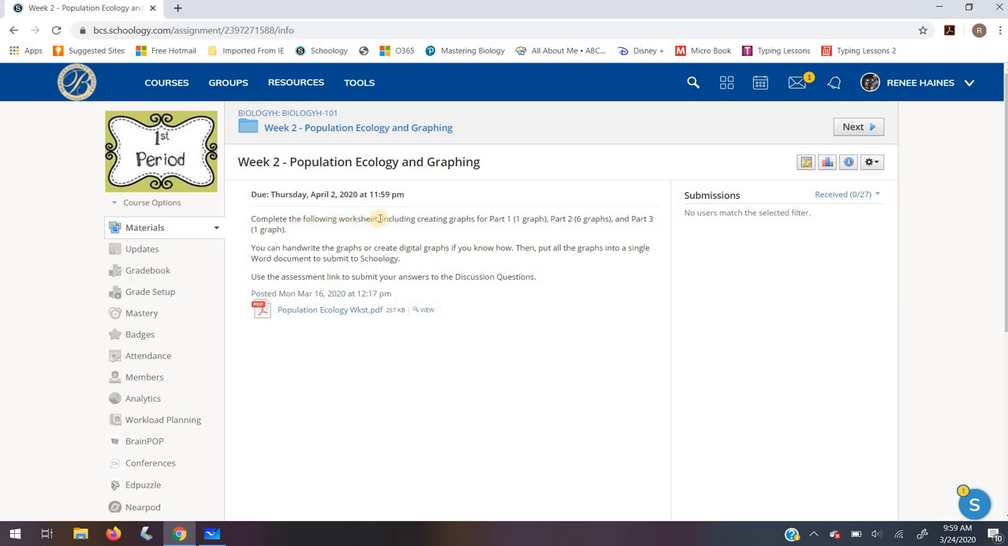It says to complete the worksheet, including creating graphs for part 1, there'll be 1 graph. Part 2, you'll have 6 graphs to make. And part 3, 1 graph. That means to do this assignment, you're going to make me a total of 8 graphs.